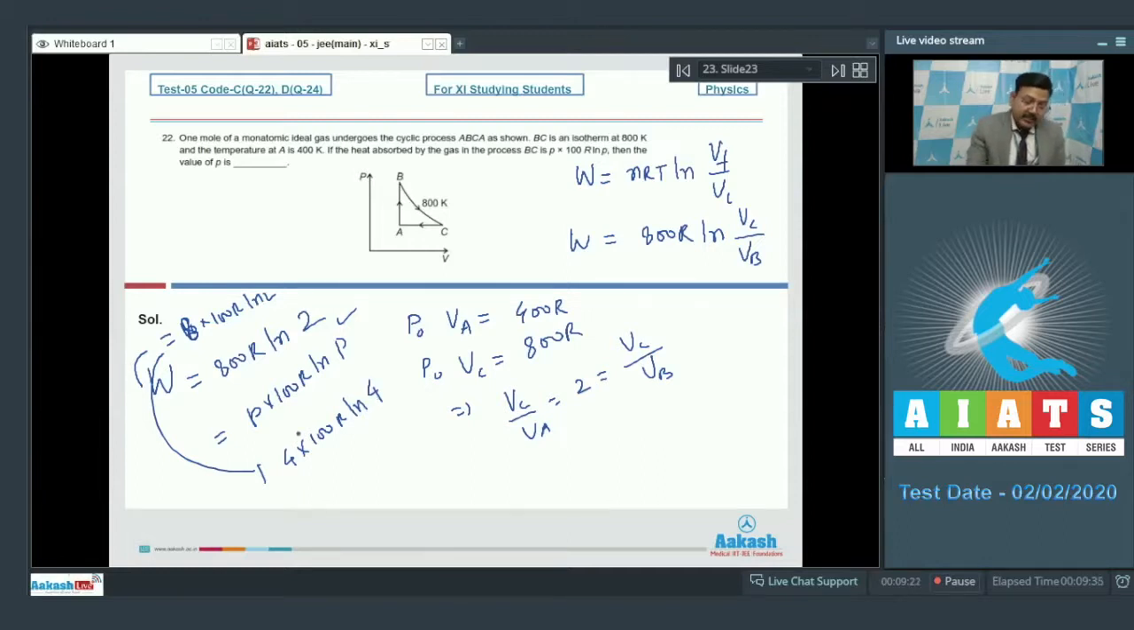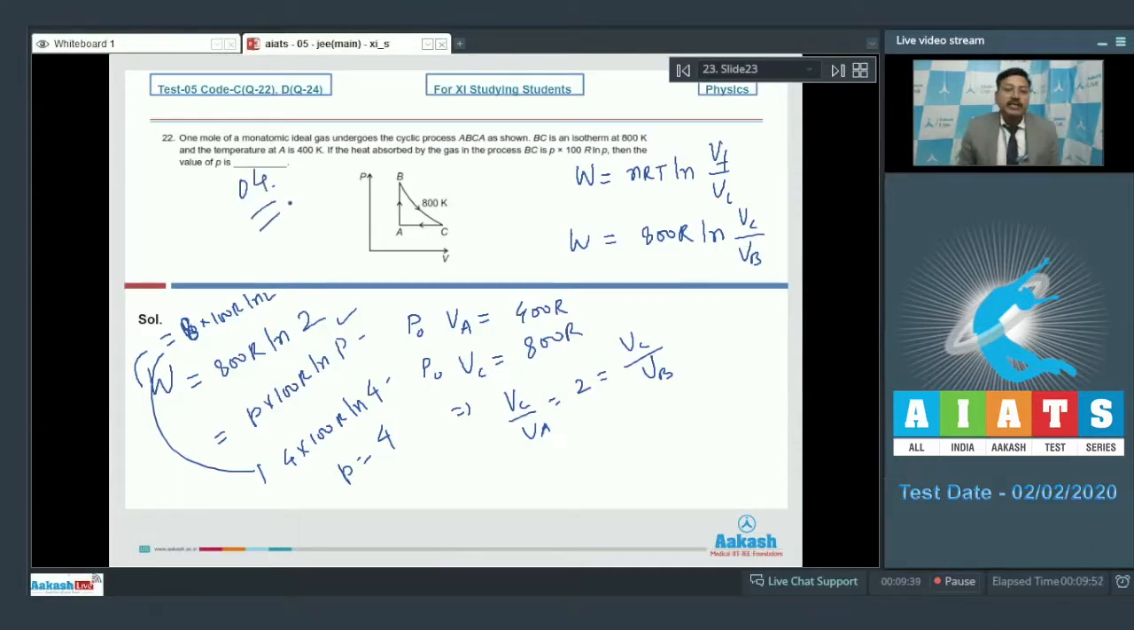We can write this work as this, and by comparing these two equations, we can see that the value of P is coming out to be 4. So that means our answer to question 22 will be 04.